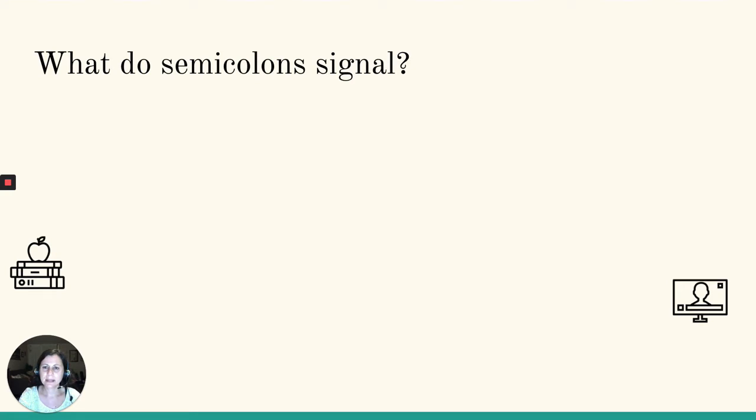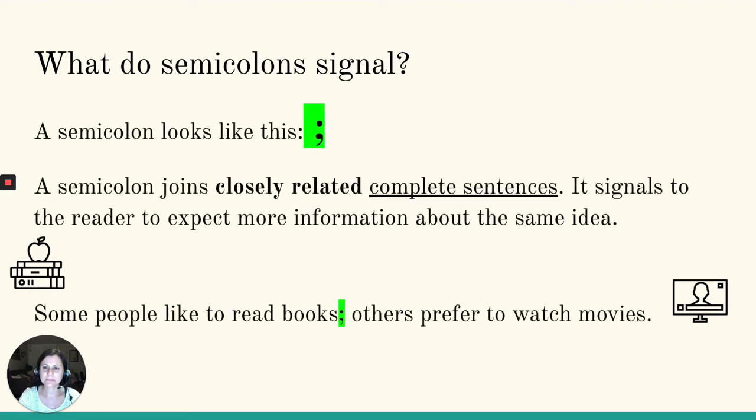What do semicolons signal? A semicolon looks like this right here. A semicolon joins closely related complete sentences. It signals to the reader to expect more information about the same idea.